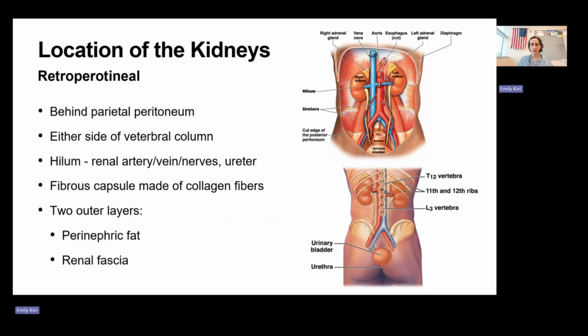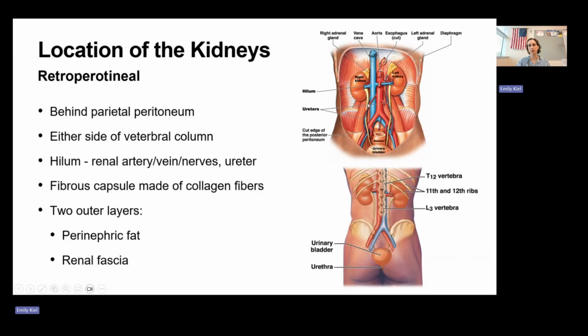So we've talked about how the urine's going to get out of the body, but we haven't talked about where does it come from. And it's made in the kidneys. So these kidneys, they are retroperitoneal. So they're behind that parietal peritoneum. They're there with the pancreas and part of the colon. They are located on either side of the vertebral column.